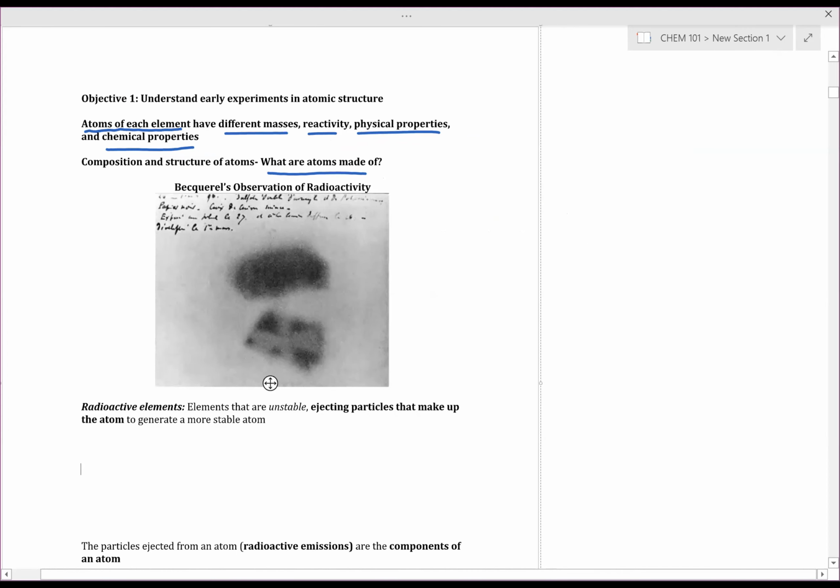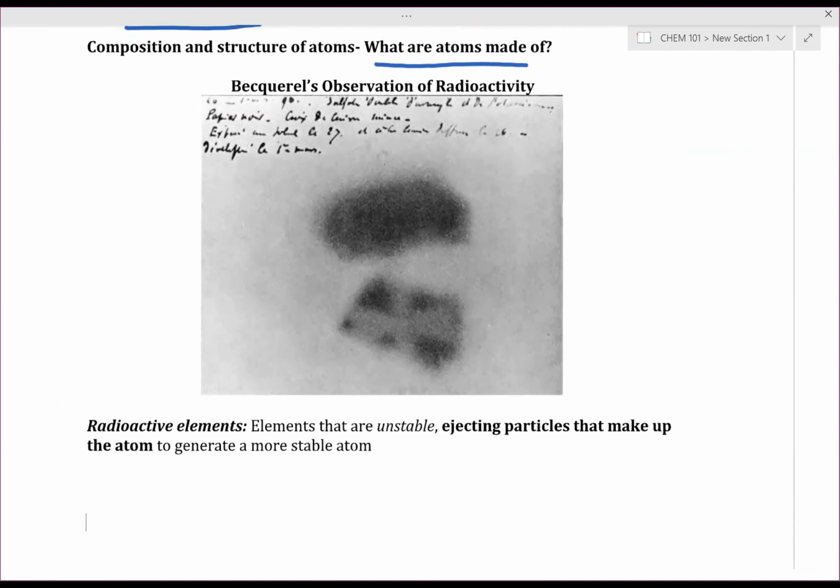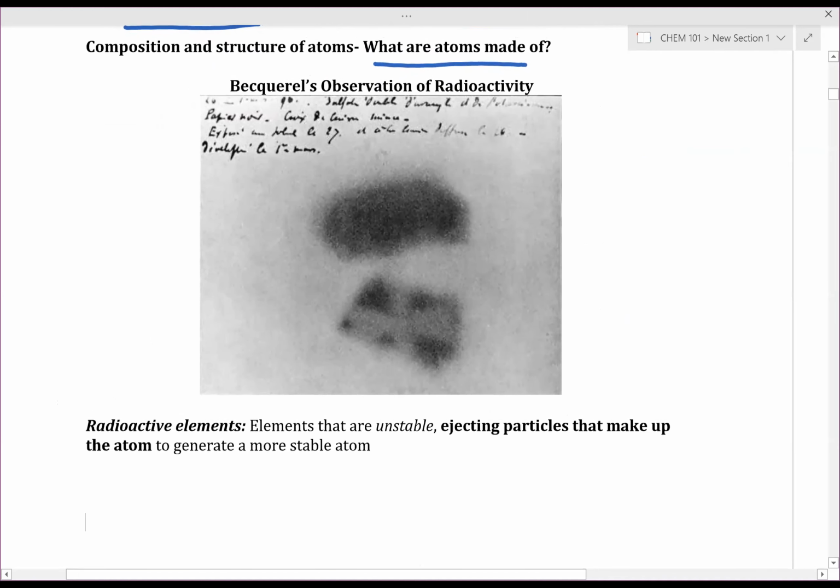And to really set the stage for this, let's take a look at this quite famous picture of Becquerel's observation of radioactivity. So essentially in this experiment, Becquerel was studying how different substances absorb light and potentially release particles or emit light.